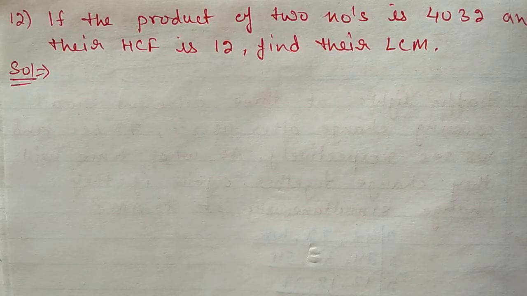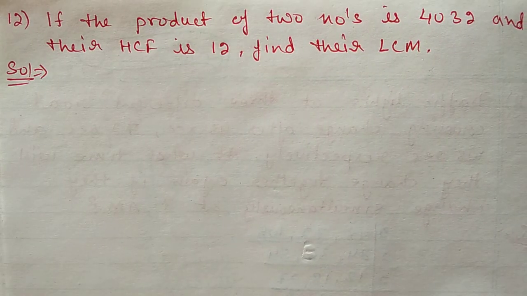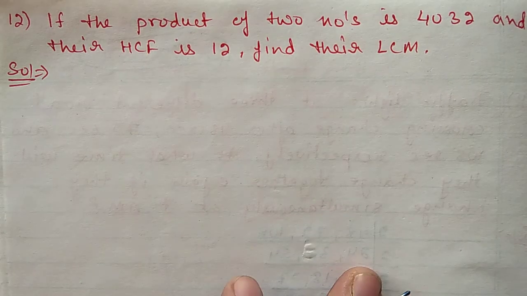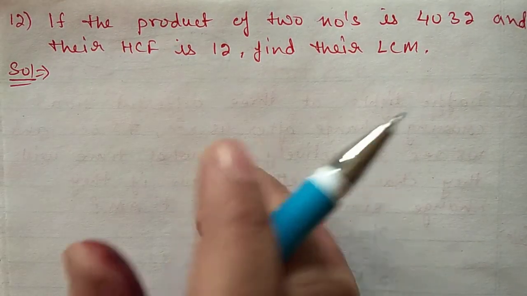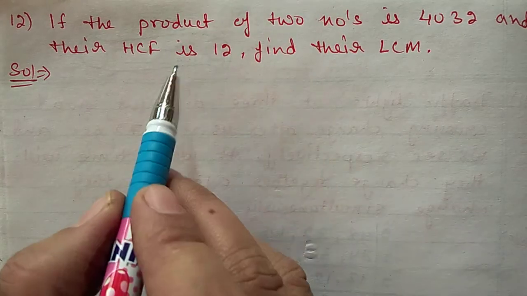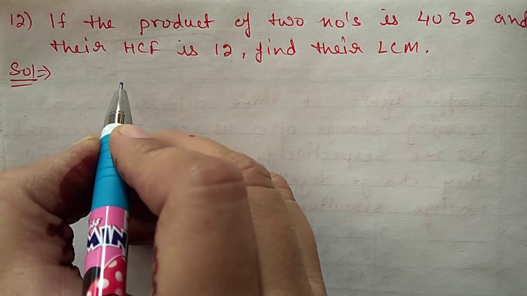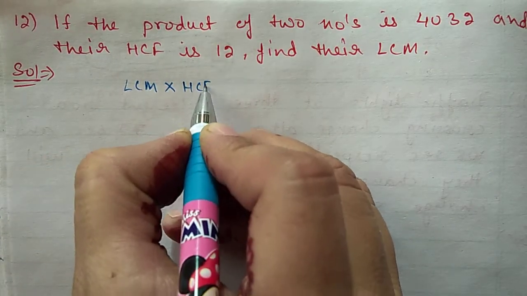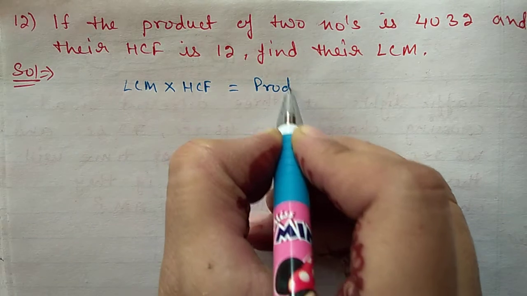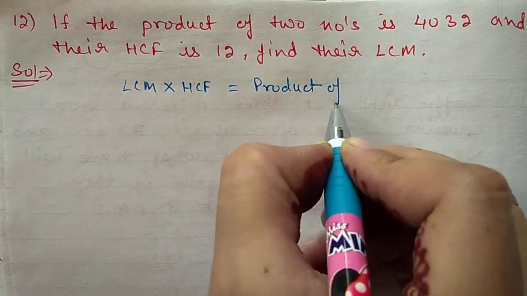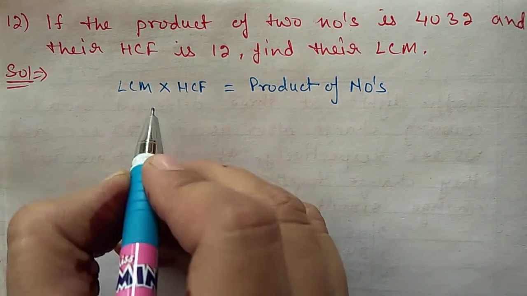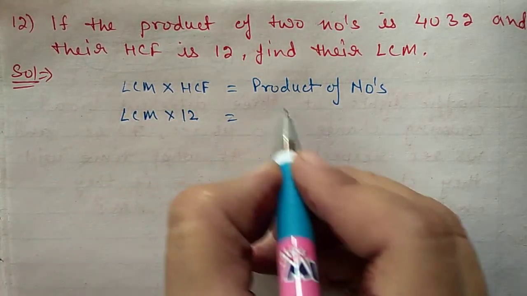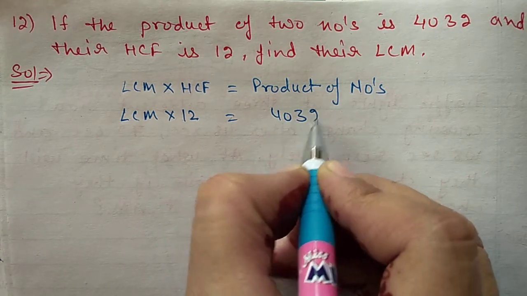Next, question number 12. If the product of two numbers is 4032 and their HCF is 12, find their LCM. So we will use the formula which defines the relation between LCM and HCF of two numbers. As we know, LCM into HCF of two numbers is equal to the product of the two numbers. LCM we don't know here, we have to find it out. HCF is given as 12 and the product of the two numbers is given as 4032.